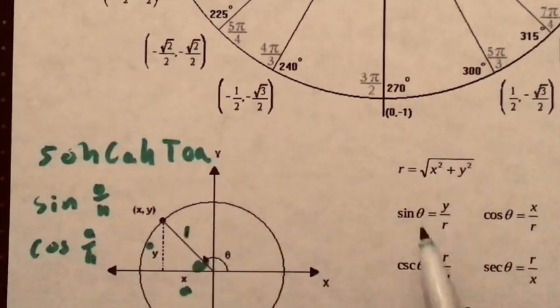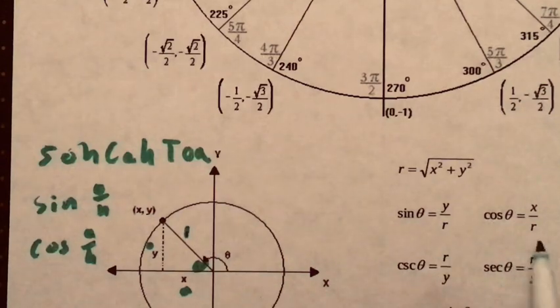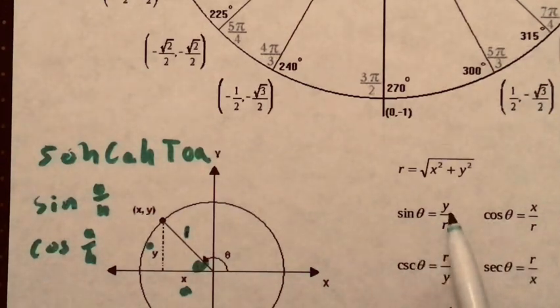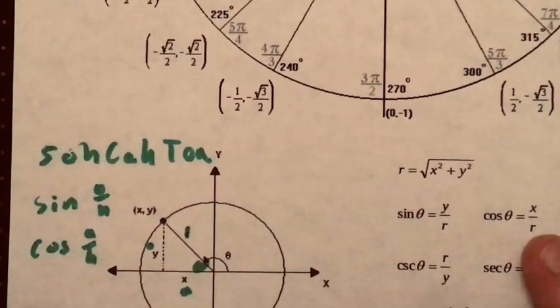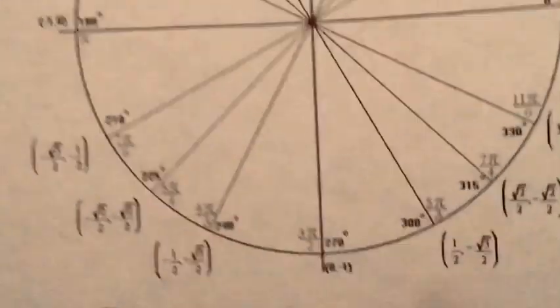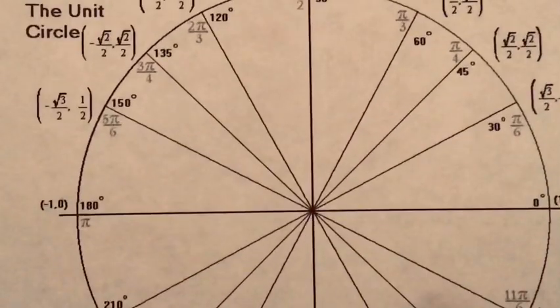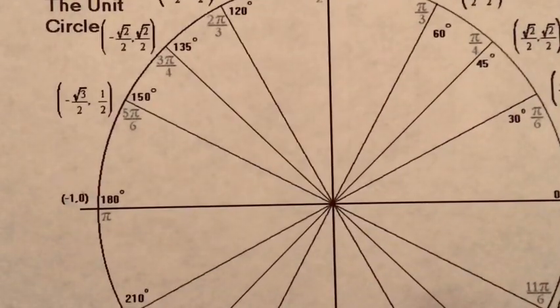There's a nice little reminder here on the sheet, and again, I'm going to send you this file: the sine is the y and the cosine is the x. So we can use this to evaluate different angles for sines and cosines, and that's what we're going to be looking at here.